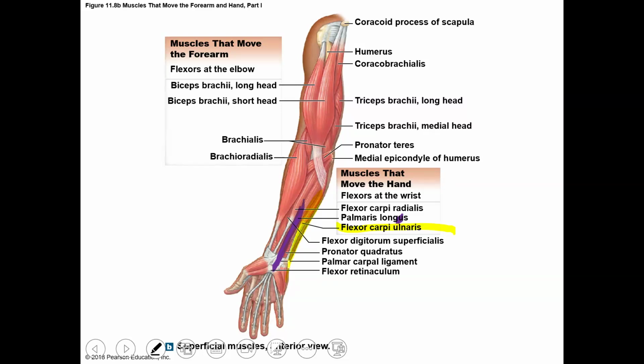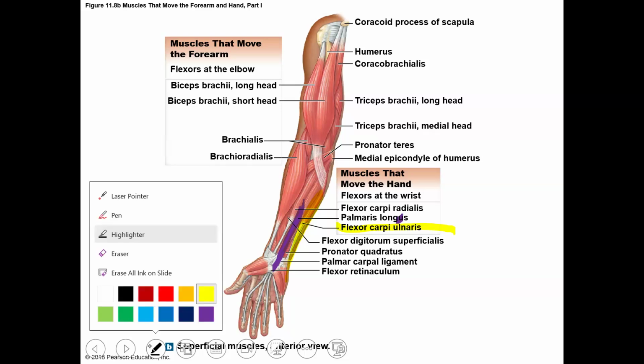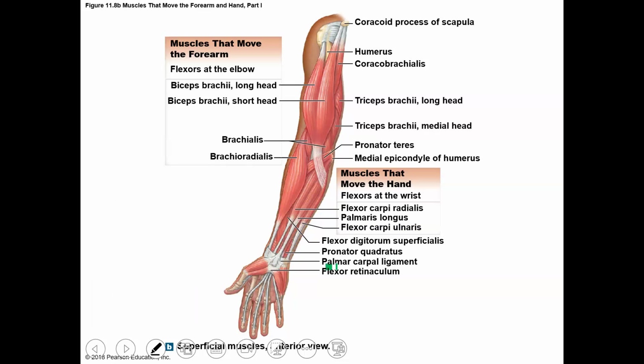Flexor digitorum superficialis, flex the fingers. Pronator quadratus, palmar carpal ligament over here, and flexor retinaculum. That flexor retinaculum is traditionally the area that gets cut if someone were to have carpal tunnel syndrome surgery.